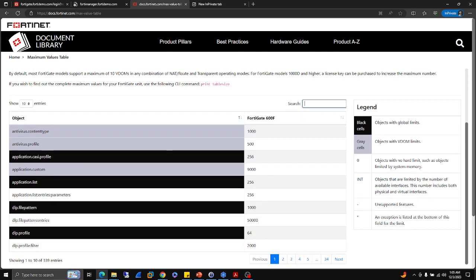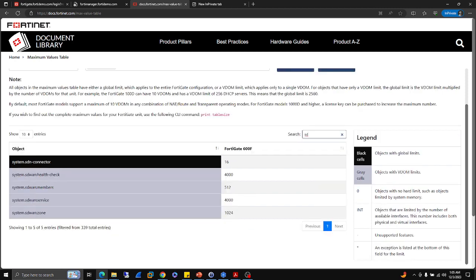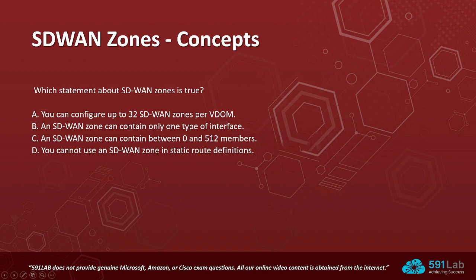you have a lot of parameters, but if you want to see about SD-WAN, we use the filter, and as you can see there, you have a limit for SD-WAN members of 512 members, and for the SD-WAN zone, you can see there the service and the SDN connector. So our question says, let's see again, you can configure up to 32 zones per VDOM. No. An SD-WAN zone can contain only one type of interface. No. An SD-WAN zone can contain between 0 and 512 members. Yes, as you saw, that answer is right. So that is our answer.